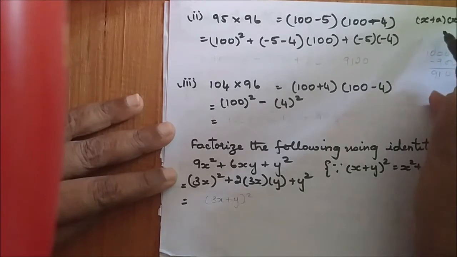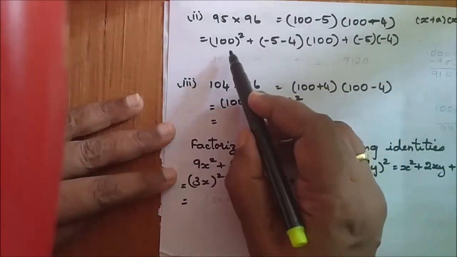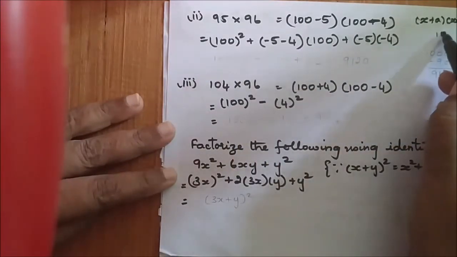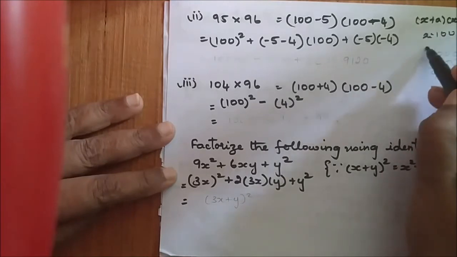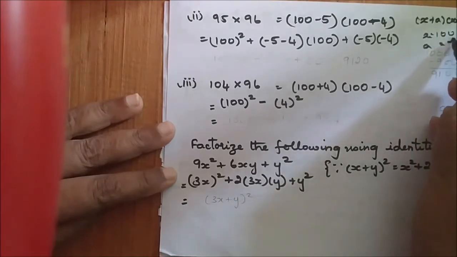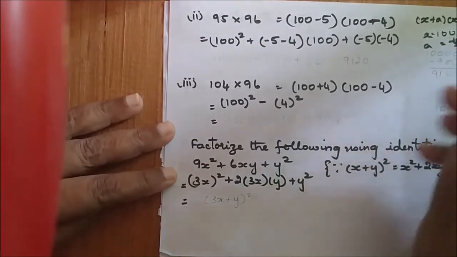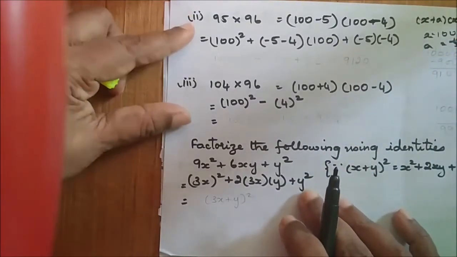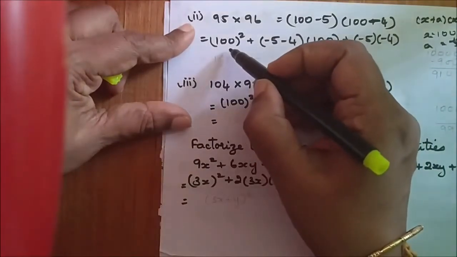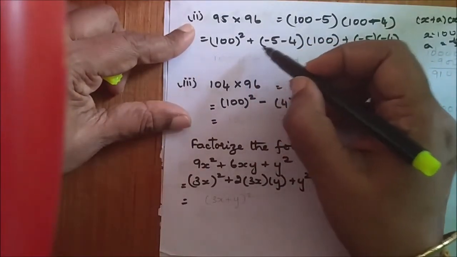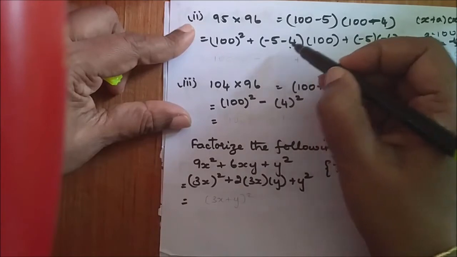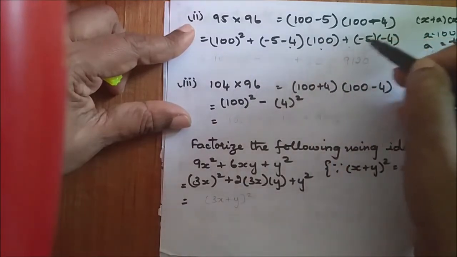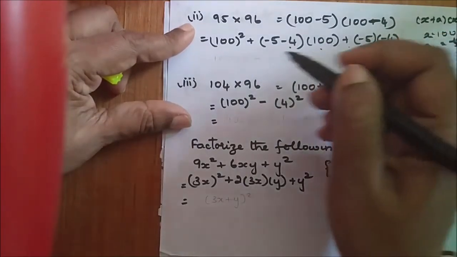I hope you know how we solve it. So here my x is nothing but 100. X is equal to 100, a equal to minus 5 and b equal to minus 4. Okay. So first I will write x squared. X squared is 100 squared plus minus 5 minus 4 into 100 plus minus 5 into minus 4.